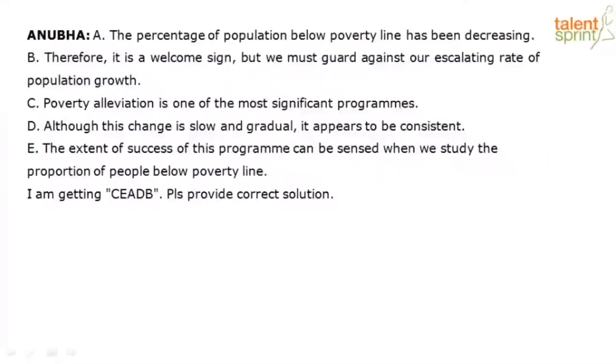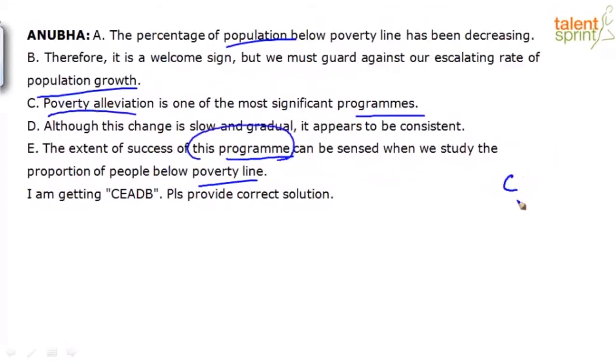Let's quickly do this. 5 sentences. Repeat words: I have program, population, poverty line, poverty. These are all my repeat words. Quickly looking at the context, we understand that poverty alleviation is one of the most significant programs. Yes, topic sentence. And the extent of success of this program, what program? The poverty alleviation. So CE, correct, can be sensed when we study the proportion of people below poverty line.